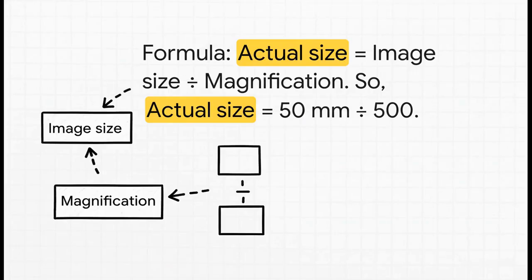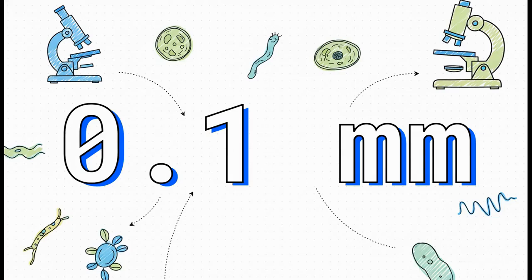Step 1, units. The image size is in millimeters and magnification is just a number, so we're okay to start. Step 2, the formula. We're looking for the actual size, so we need to rearrange our formula to actual size equals image size divided by magnification. Now we can substitute our numbers. That's 50 millimeters divided by 500. Pop that into a calculator, and you get 0.1 millimeters.